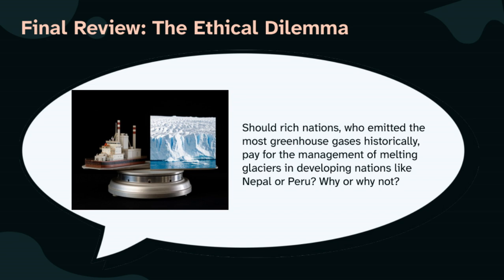One argument for saying yes is climate justice. If richer countries developed by burning fossil fuels and producing greenhouse gases, then they have contributed more to the problem. Therefore, they may have a responsibility to help countries that are now suffering the consequences. Another argument for yes is that helping to manage glacier risks can reduce future problems. For example, preventing GLOFs and water shortages could reduce displacement, conflict, food insecurity, and migration.